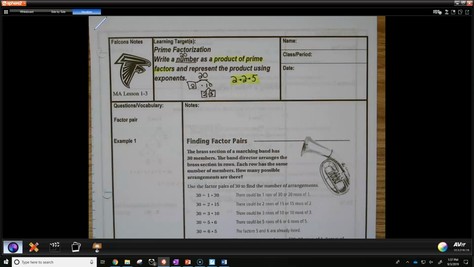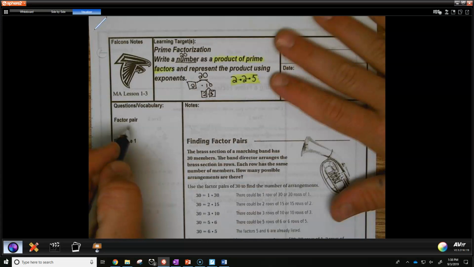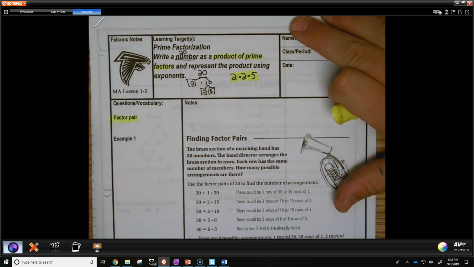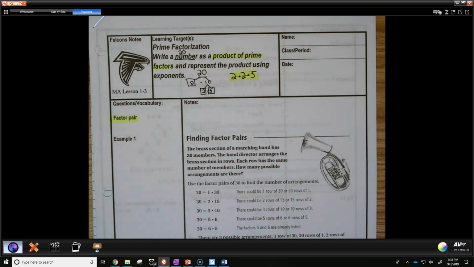Alex? 54 and 1 are factor pairs. 3 and 18. So, first thing in our notes, we're going to identify what factor pairs are. So, factor pair, right here in my notes. How do you think we could define it?